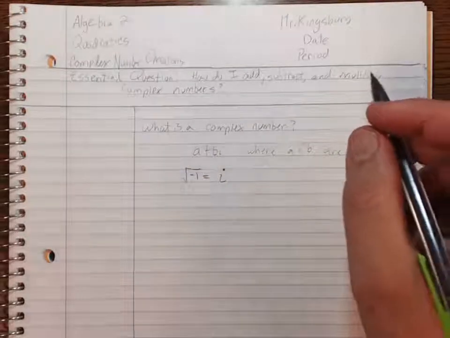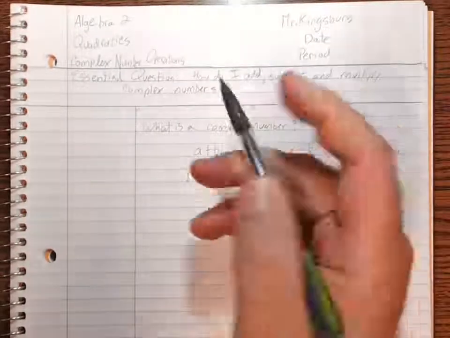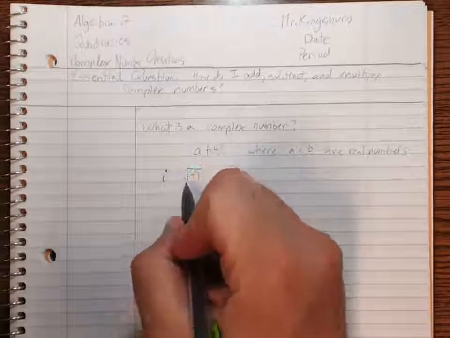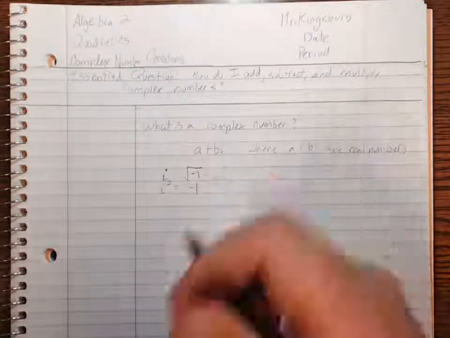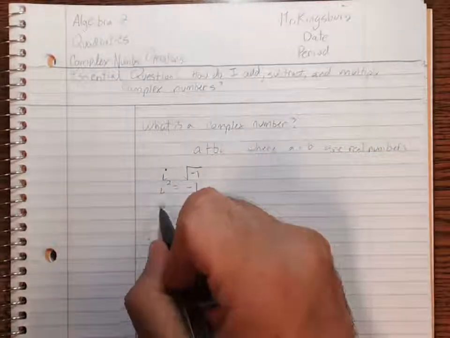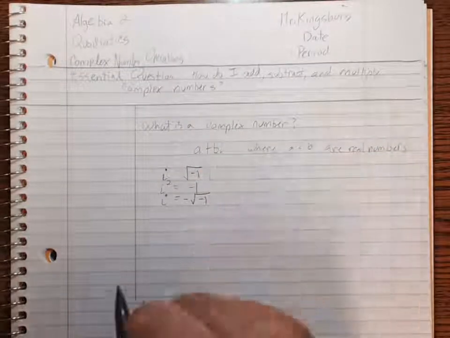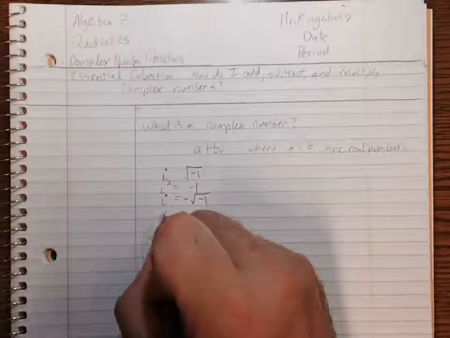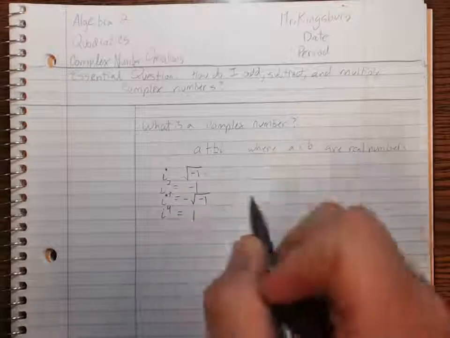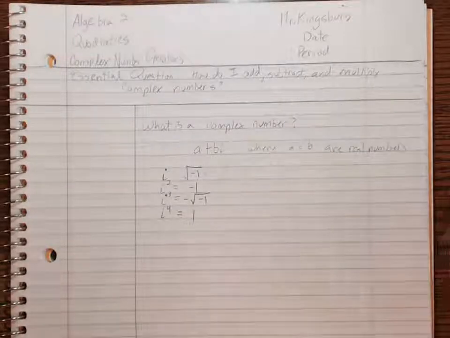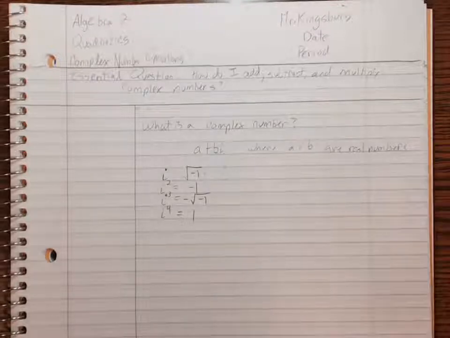Let me just show you. So i is the square root of -1, which means i squared would be straight up -1. Interestingly enough, i cubed is the negative square root of -1, and that's i cubed. And i to the fourth would be just 1. You don't really need to know that, but it kind of goes into a pattern, and I can prove that to you if you want. So why do we have i?